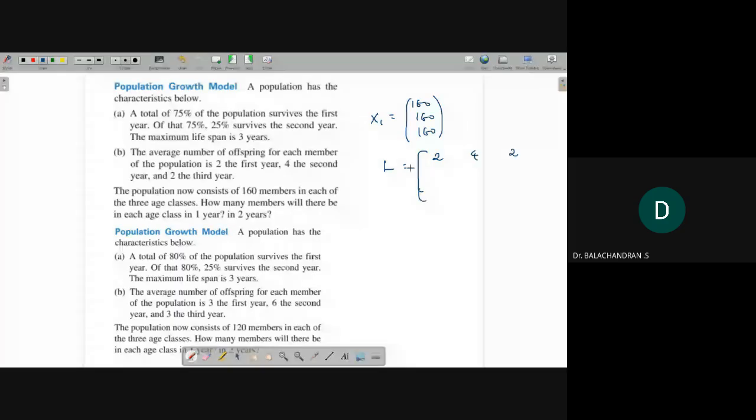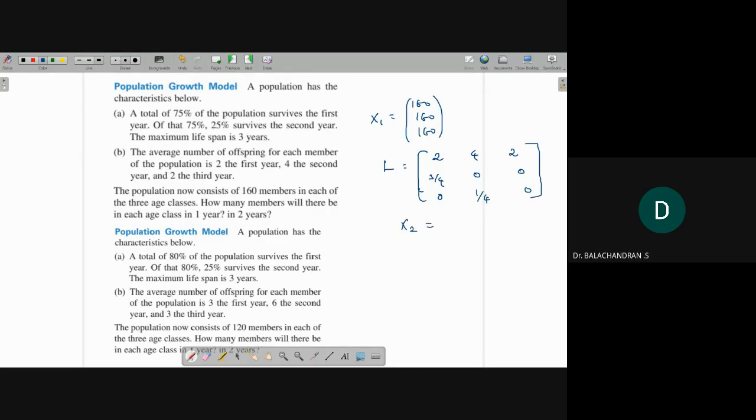What is P1? A total of 75% of the population survive their first year. So 75% means 3 by 4, 0, 0. Out of those, 25% survive the second year. The maximum lifespan is 3, 0. What is next? 1 by 4. Yes, 1 by 4 is correct, 0. So next we should find x2.